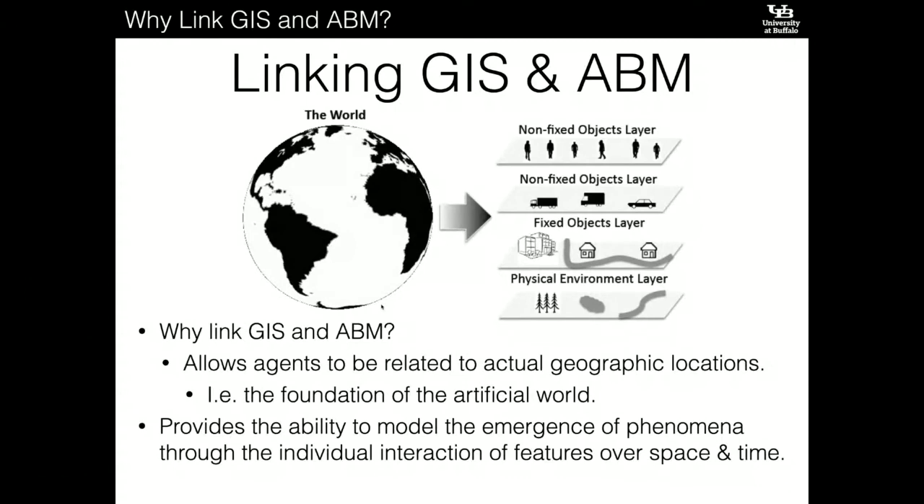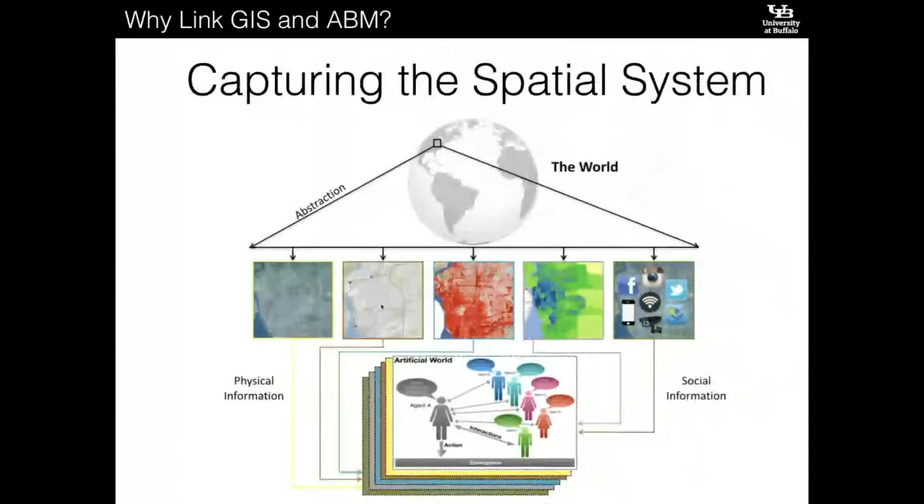We build models linked to the real world, so we take the world, GIS, the world as a series of layers, like people, infrastructure, physical environment, and this acts as our foundation to our agent-based models. It allows us to look at the emergence of phenomena like traffic jams, not just in an abstract array, but in real-world space and time types of patterns.